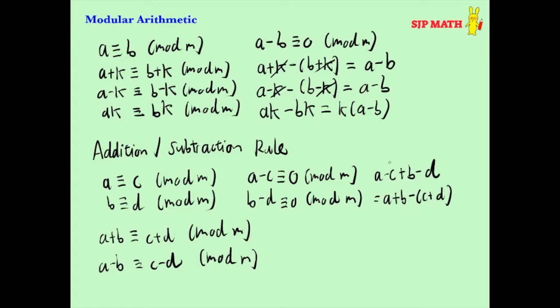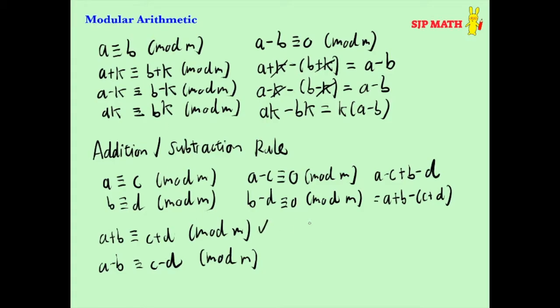As we discussed and used previously, if the difference between two values is a multiple of m, then those two values are congruent modulo m. So here a plus b minus c plus d is a multiple of m, so a plus b and c plus d are congruent to each other modulo m. So we proved the addition rule for modular arithmetic.